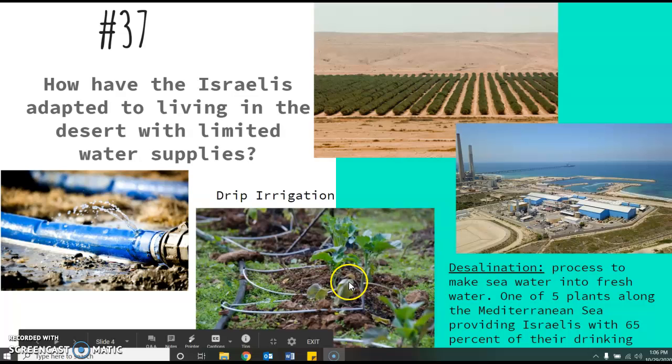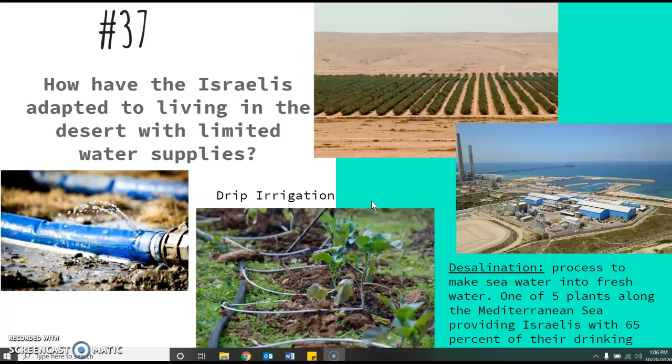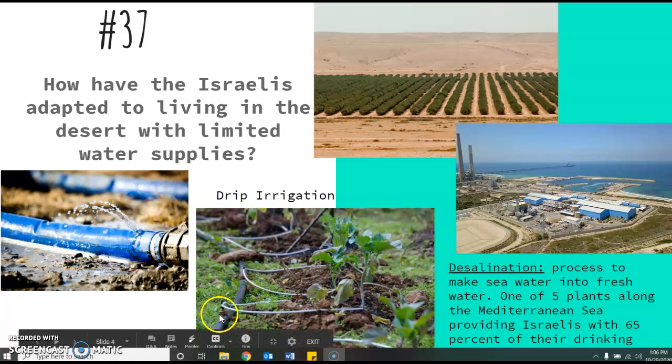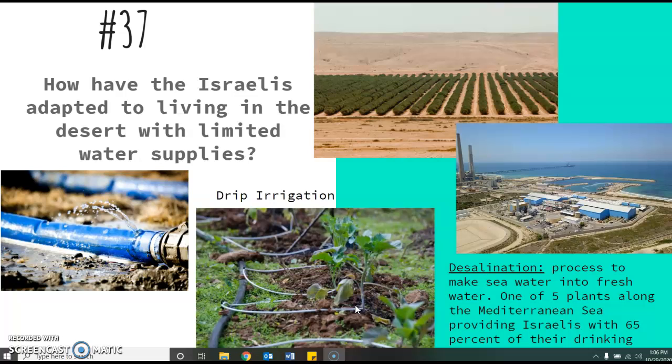The second is they use a lot of drip irrigation. Instead of putting on a huge sprinkler and trying to water all of an entire field, which wastes a lot of water, you use these drip irrigation. It's a small thing that only provides water right where your plant is growing, instead of trying to water an entire yard, which would be wasteful.